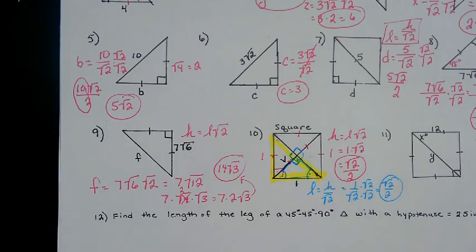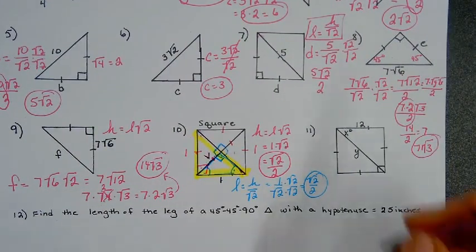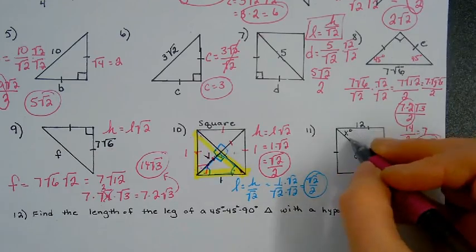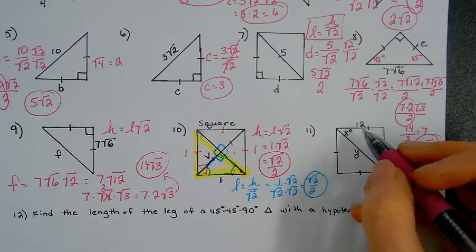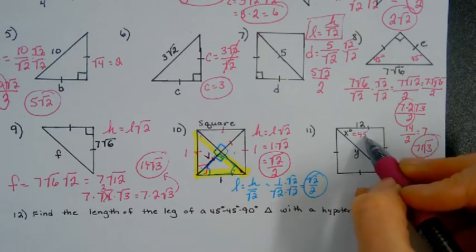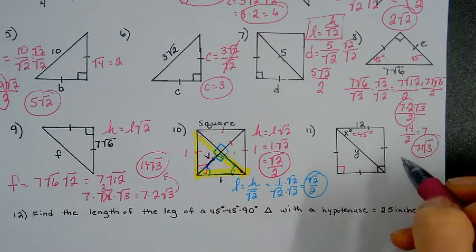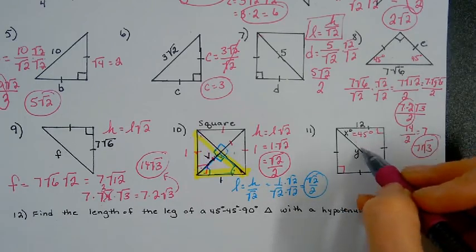Number 11. Well, this is a square, so that means the diagonal is going to bisect the angle, so x equals 45 degrees. So we have these 45, 45, 90-degree triangles. Now if I want to find y, I can look at this triangle right here.